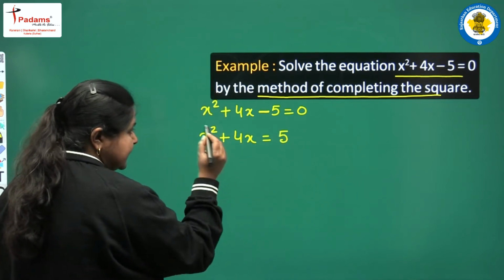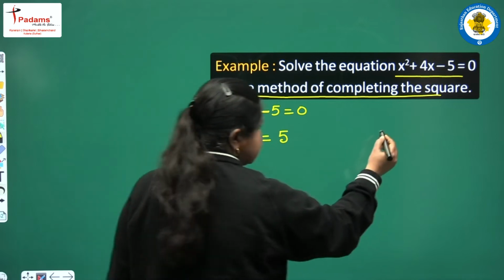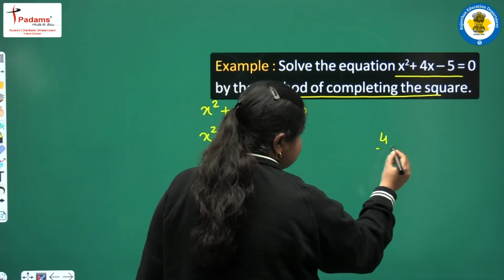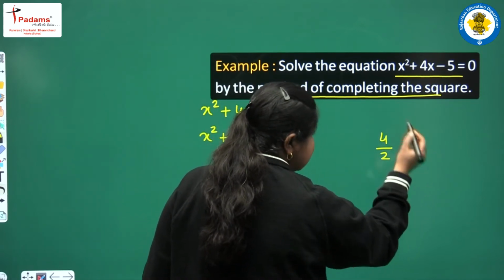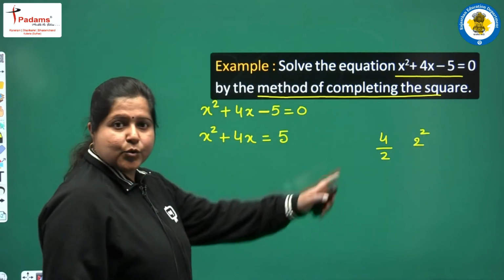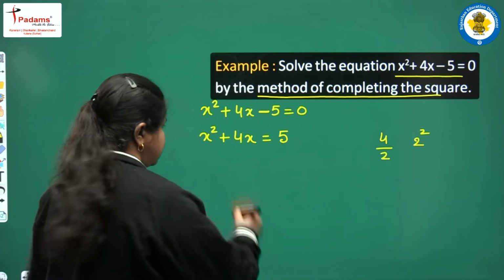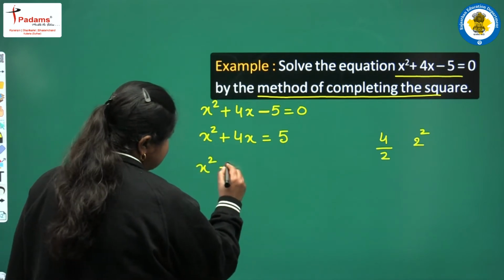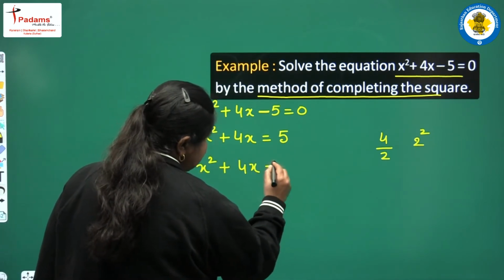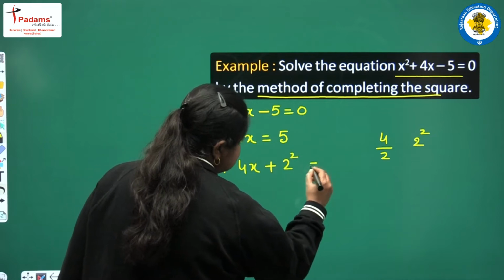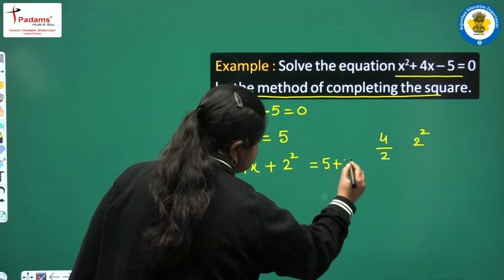Third step, take the coefficient of x. It is 4. Get its half. Divide by 2. It will be 2. Then square it. It's 2 square. Add this term on both sides of the equation. So we will get x square plus 4x plus 2 square, and here also 5 plus 2 square.